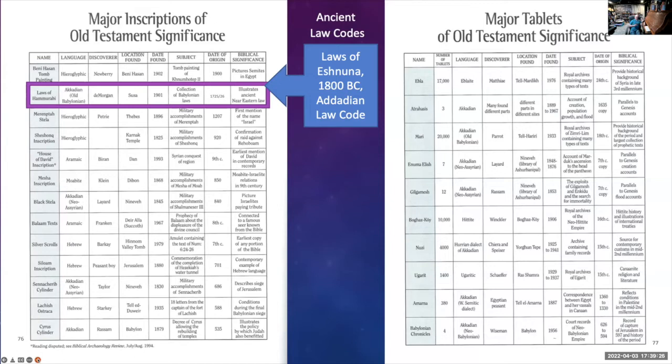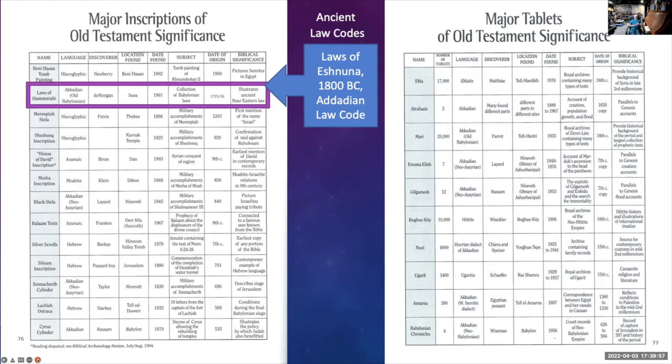You have anything from Ben Hassan to the tomb painting, the laws of Hammurabi, as well as the laws of Eshnunna that are added here. Merneptah Stela, Shishonk inscription, House of David inscription, Mesha inscription, Black Stela, Balaam texts, silver scrolls, etc. I put this in here just to demonstrate there are a lot of other laws that were around.